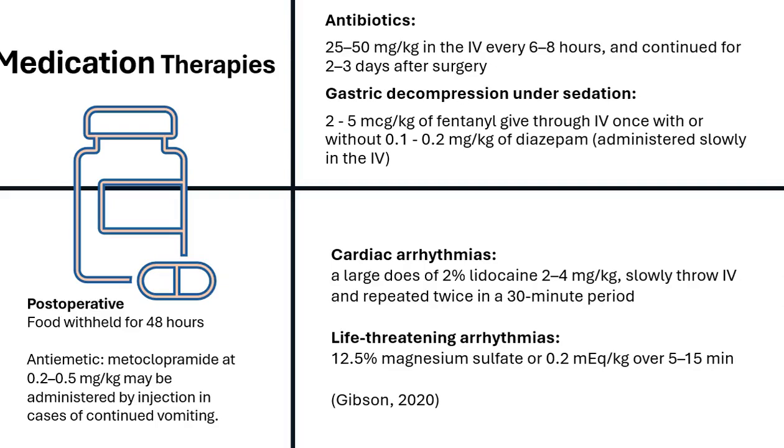Cardiac arrhythmias are common and can be treated with a large dose of lidocaine and repeated twice in a 30-minute period. Life-threatening arrhythmias sometimes will respond to magnesium sulfate over a 5 to 15-minute period. Also, the antiemetic metoclopramide at 0.2 to 0.5 milligram per kilogram may be administered by injection in case of vomiting.